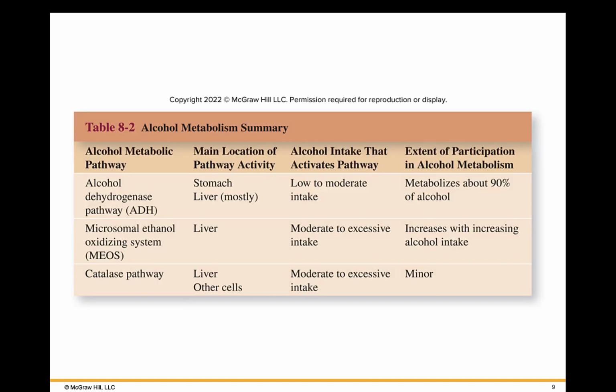Now, one of the things to keep in mind here, when we are looking at the overall summary of alcohol metabolism, is that most of it is the alcohol dehydrogenase pathway. That takes care of about 90% of alcohol, and basically it's going to be involved in low to moderate intake. It takes place primarily in the liver, but to some degree within the stomach. The MEOS pathway takes place within the liver. This is a pathway that is involved when there is moderate to excessive intake, and this will actually increase with the increasing alcohol intake. We'll see more of this pathway taking over.